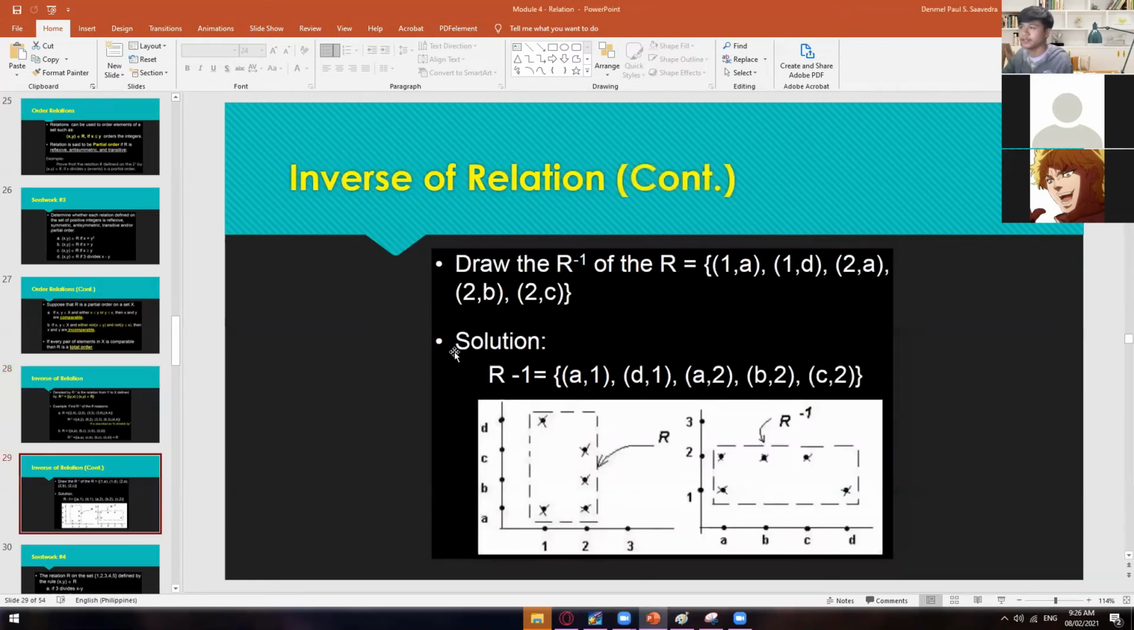Okay. So we have here the inverse of a relation using a digraph. This is the original digraph, and this is the inverse relation of the digraph. So we have 1A, 1B, 2A, 2B, 2C, which is this one. And then the inverse of that one is A1, B1, A2, B2, and then C2. So as you can see, our x coordinate became the y coordinate, and our y coordinate became our x coordinate. So our domain became the range, and the range became the domain. Simple as that. Then you're good to go.